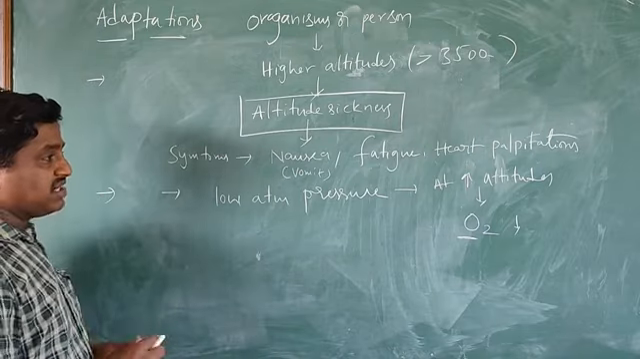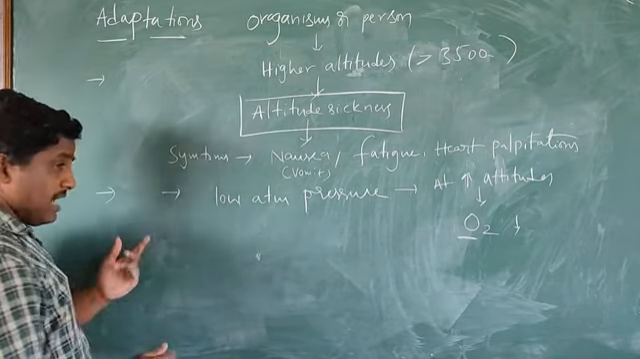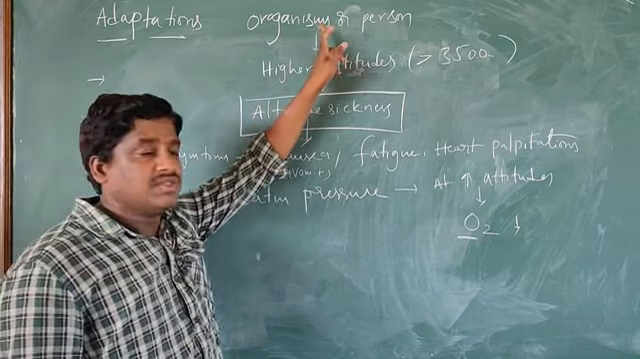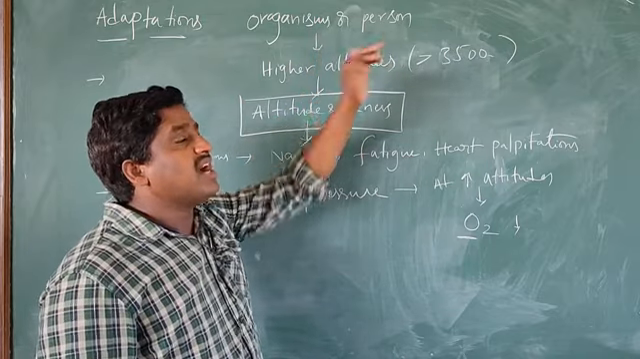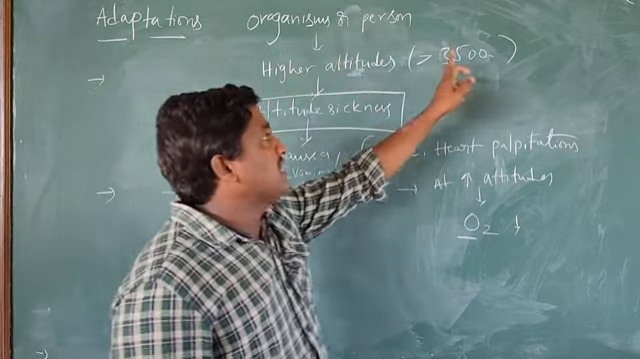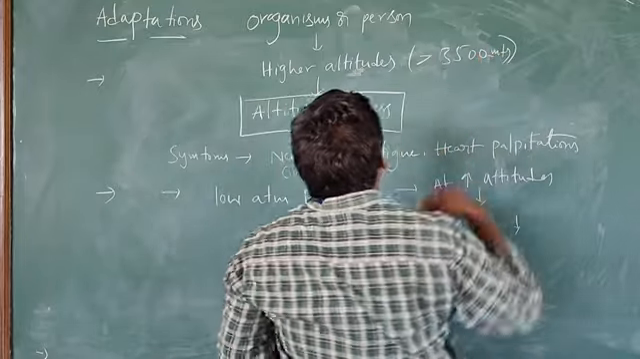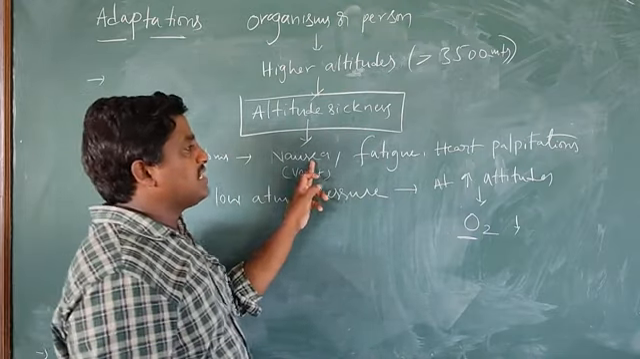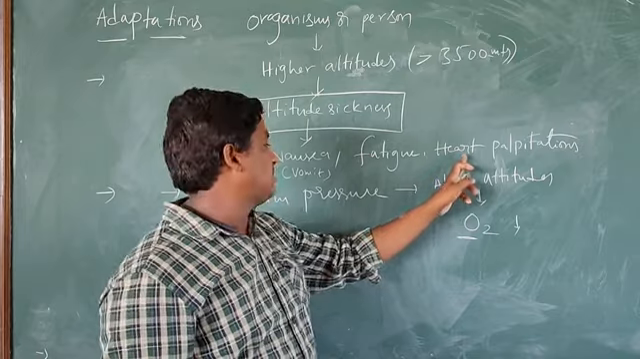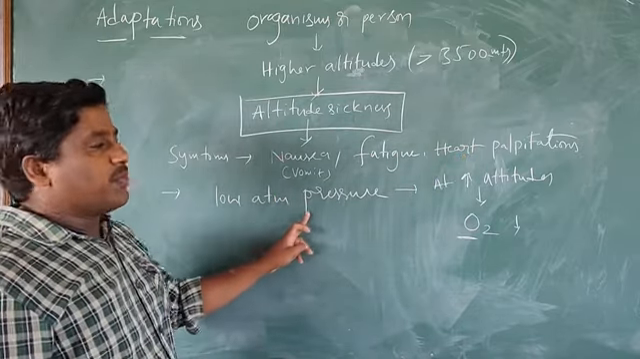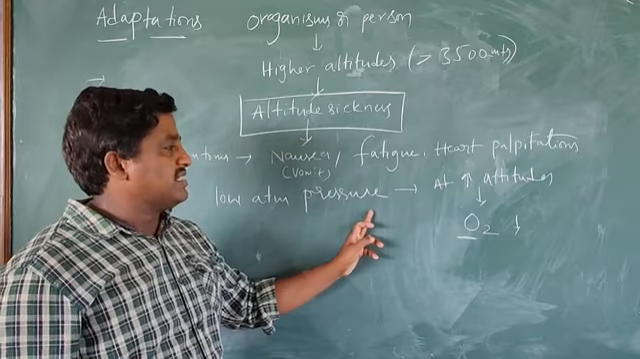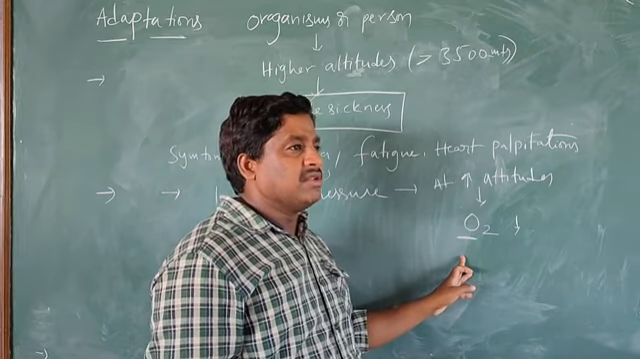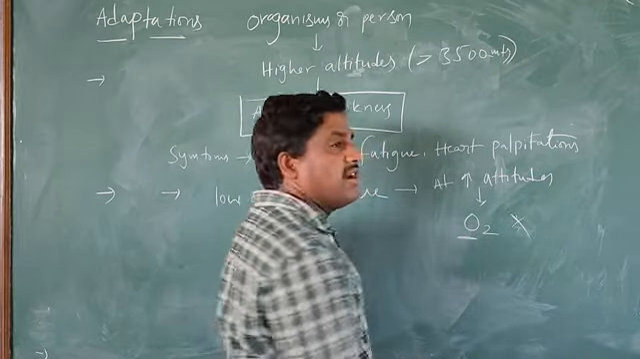Sometimes they ask this as a 3 marks question, and adaptation is very important from a 5 marks question point of view. Once again, see, some of the organisms or a person move towards higher altitudes, that means more than 3,500 meters, and develop altitude sickness. The symptoms are nausea and fatigue and heart palpitations. Due to low atmospheric pressure at higher altitudes, the body does not get enough oxygen.